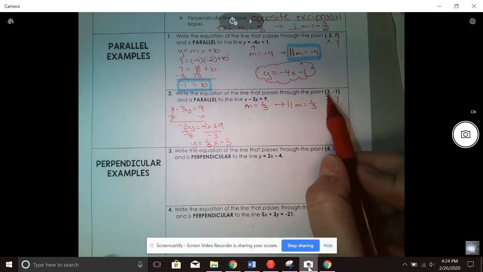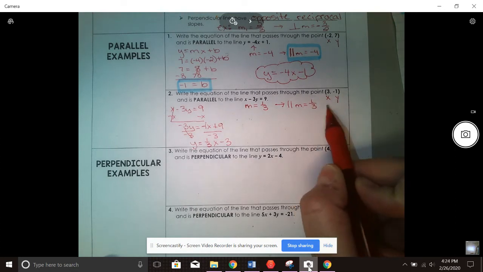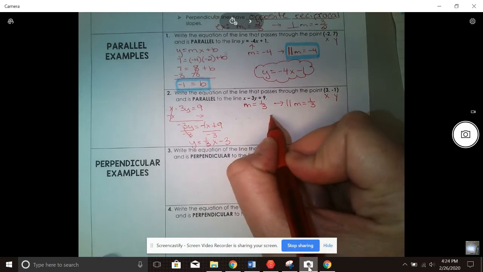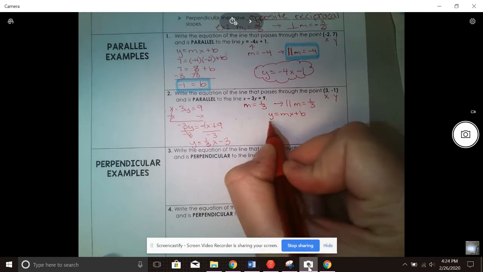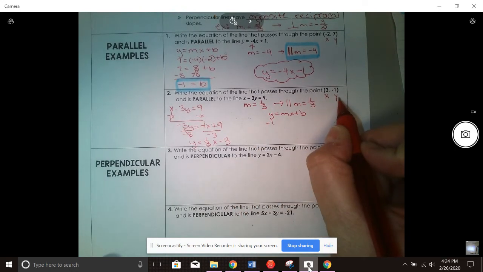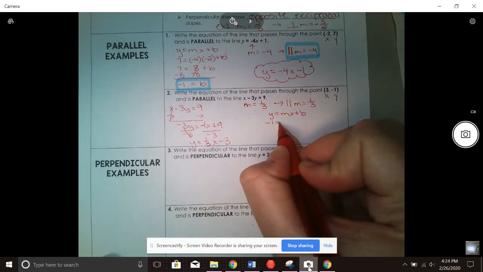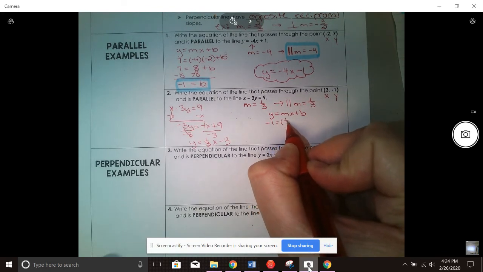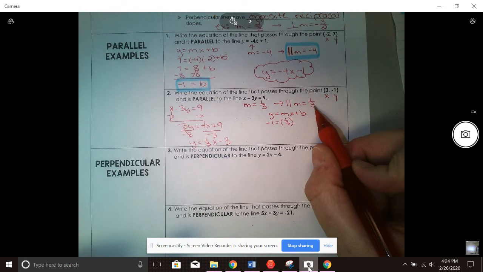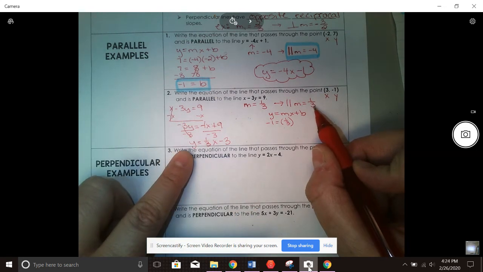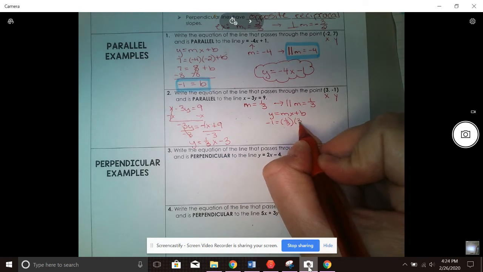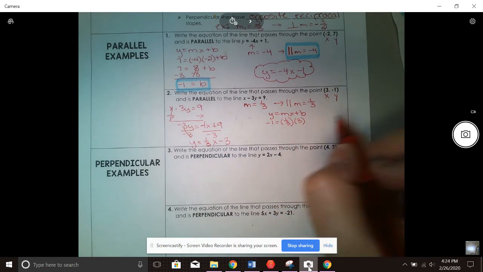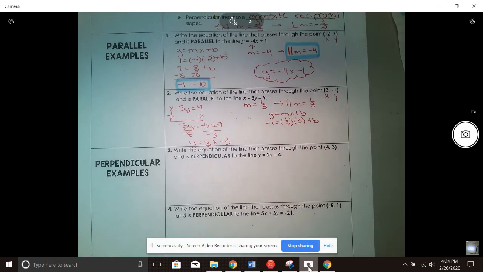Now I have all the parts to plug into the equation. Y equals mx plus b. I'll put a -1 in for y, that came from the point. I'll put a positive 1/3 in for m, that came from solving for y and finding the slope. I'll put a positive 3 in for x from the point, and I don't have a value to plug in for b, so we'll find our own value.